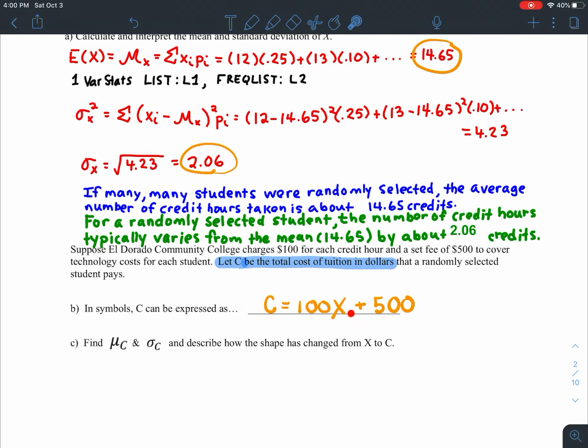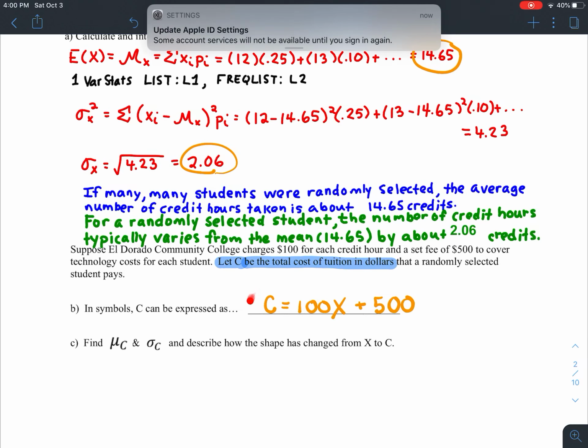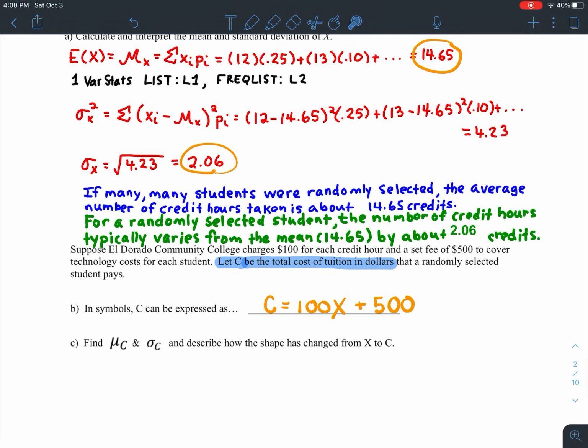Okay, so now the question is, what would be the expected cost of tuition for a student, and what would be the standard deviation of the tuition for the students? And so you can see we've performed here a transformation on the random variable X, and so we can use this as a formula to calculate what the new measure of center would be, the mean, and the new spread would be for this data set, okay?